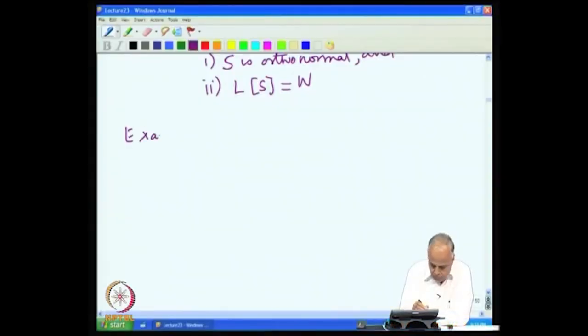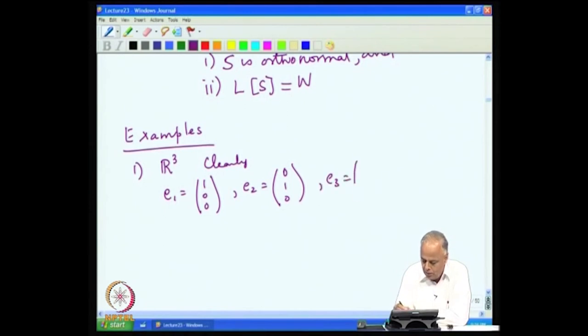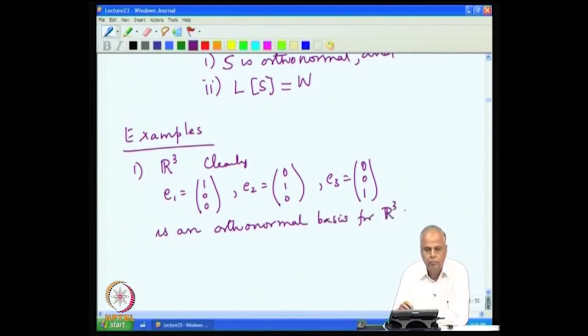So, let us look at one or two simple examples. Let us take R^3. Clearly, e1 equal to (1, 0, 0), e2 equal to (0, 1, 0), e3 equal to (0, 0, 1) is an orthonormal basis for R^3. We know these are orthogonal to each other because the dot product of any two of them is 0, and each one has length 1, and any vector (x1, x2, x3) in R^3 is obviously x1 times e1 plus x2 times e2 plus x3 times e3. So, this is orthonormal and spans, and therefore it is a basis. This is the simplest example.